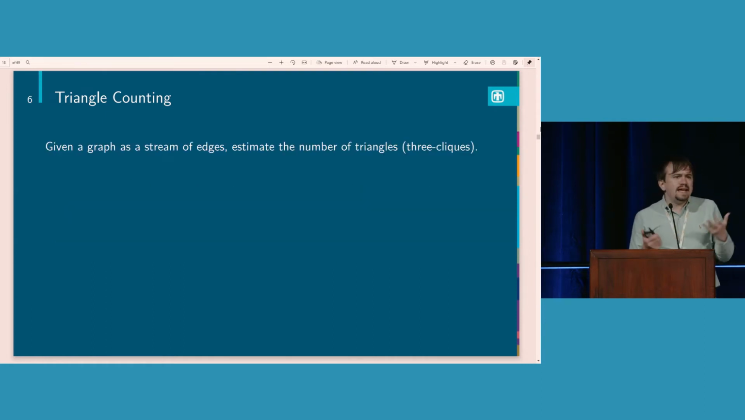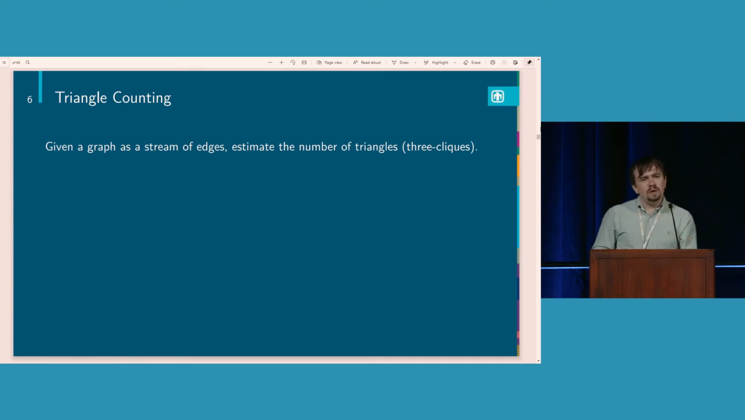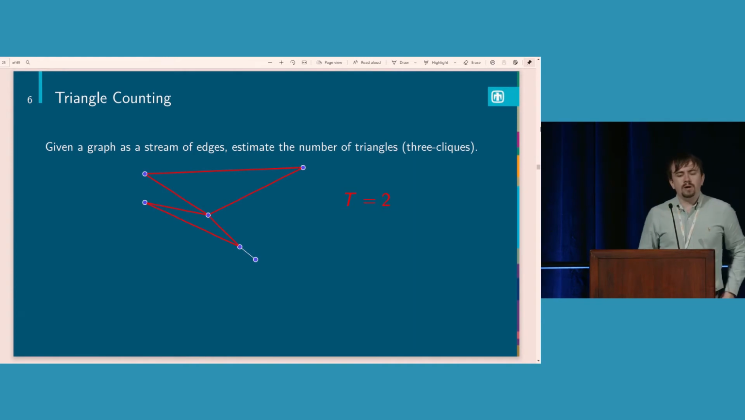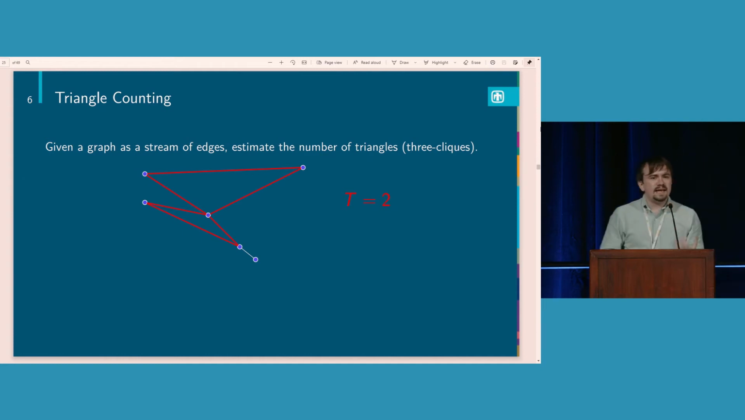So this is a graph streaming problem, by which I mean you've got this really large graph, and I'm going to give it to you as a sequence of edges in some arbitrary order. Now, your goal, as you process this stream, is going to be to estimate the number of triangles in it, that is to say, the number of 3 cliques in the graph. Now, it might not be surprising to learn that this problem is essentially intractable.